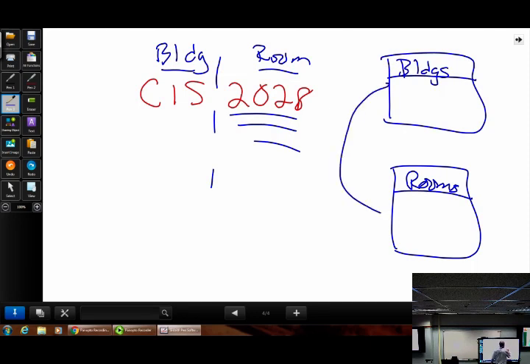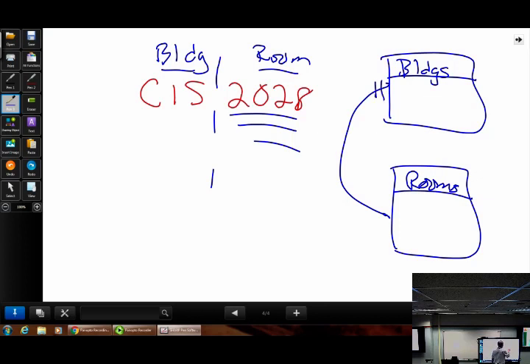These will be related this way. Now, each room will be in how many buildings? Rooms in the building is just one, so mandatory. Mandatory one, so one and only one.